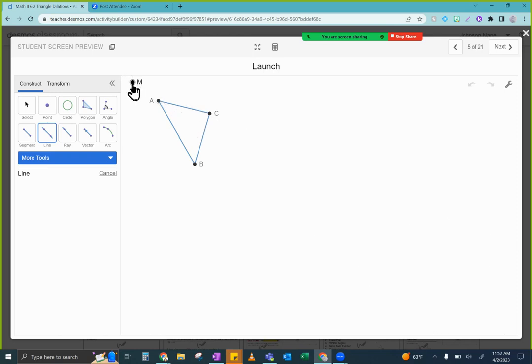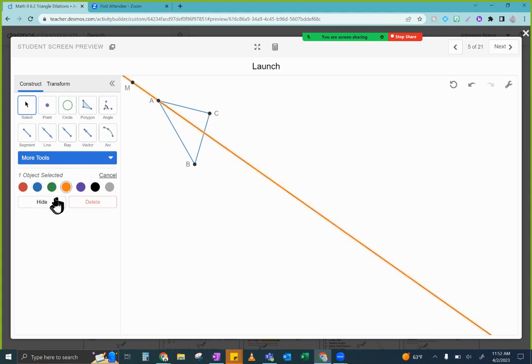So I chose the line tool. I click on M, oops, I just need to undo that. I click on M, and then I click on A. It'll all snap, and it goes through there. I'm going to do similar for C and B. Because this is the first one, I'm going to make everything for this one orange. So everything that I do to get A prime, which should be somewhere out here because it said a factor of 3, is going to be in orange.